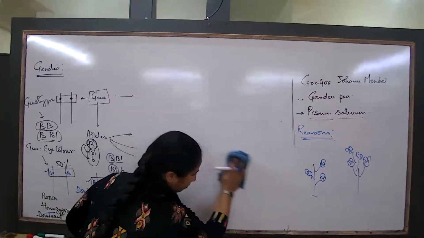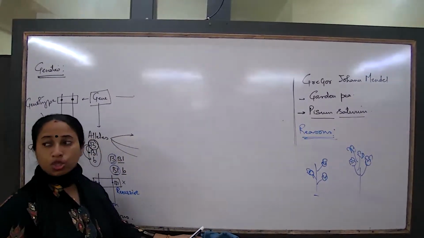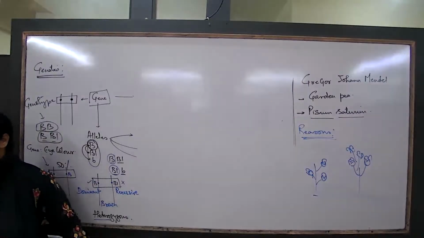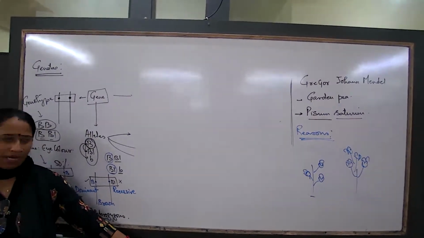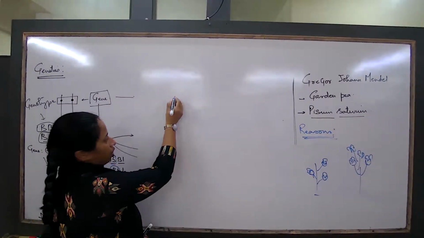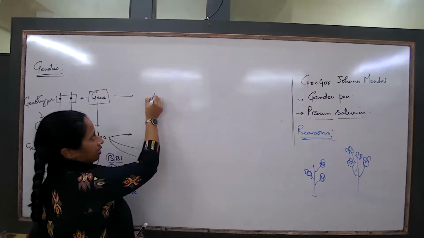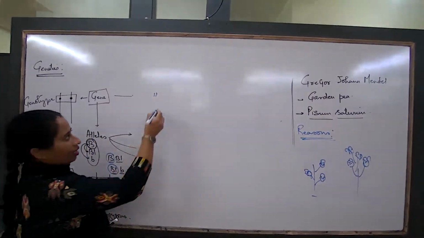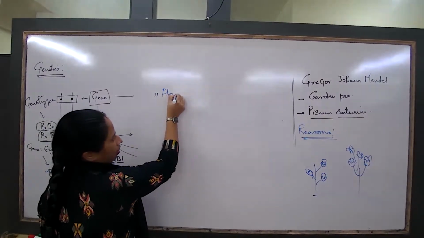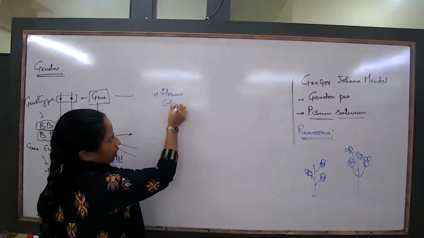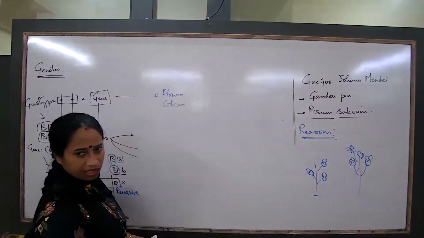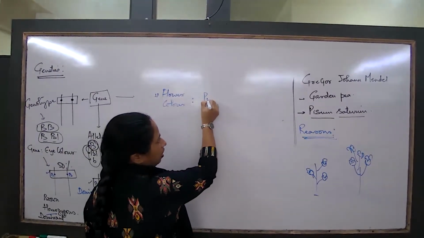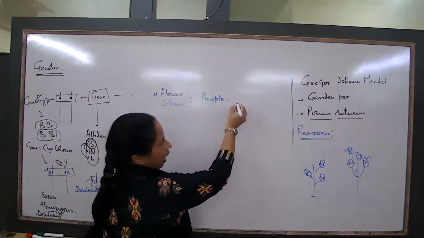While we make the table, we have to be very clear: how do we write a dominant trait? Capital letter. How do we write a recessive? Small letter. First of all, we talk about the traits. Number 1 is flower color. What are the traits of the flower color? Purple and white.